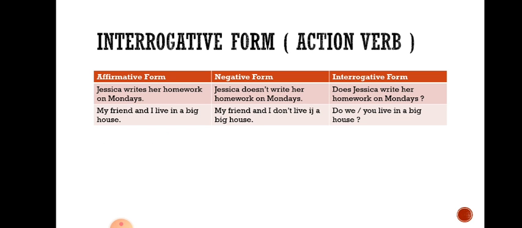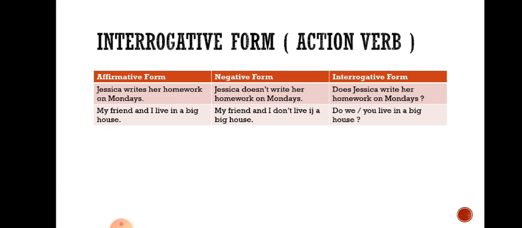Interrogative form when there is an action verb. Jessica writes her homework on Mondays. Jessica doesn't write her homework on Mondays. Does Jessica write her homework on Mondays? My friend and I live in a big house. My friend and I don't live in a big house. Do we or you live in a big house?